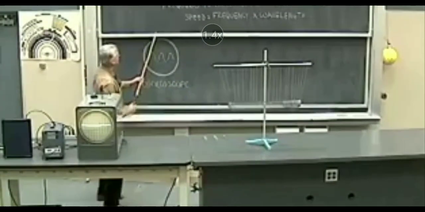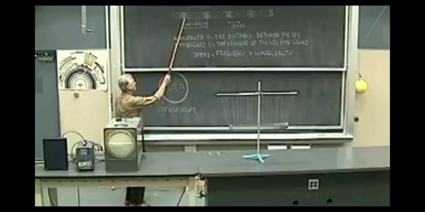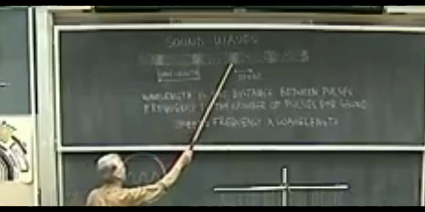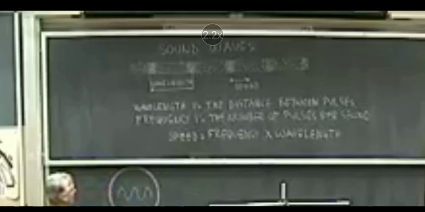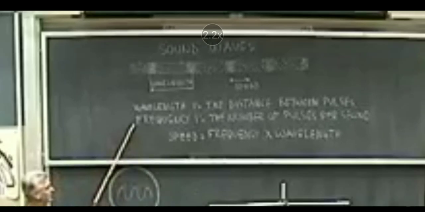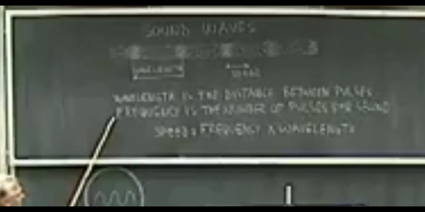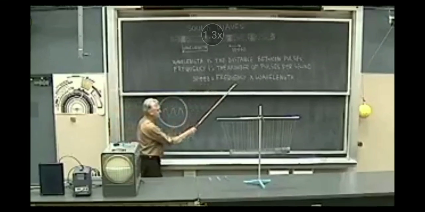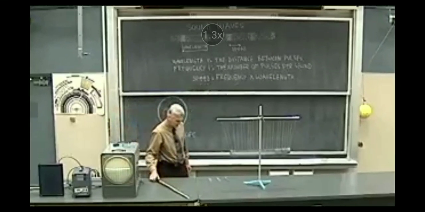Now, the wavelength is the separation distance between pulses, from here to here or from here to here. The speed is how fast these pulses travel through the air. The frequency is the number of pulses per second, and the relationship between frequency, wavelength, and speed is given by this equation. Speed is equal to frequency times wavelength.